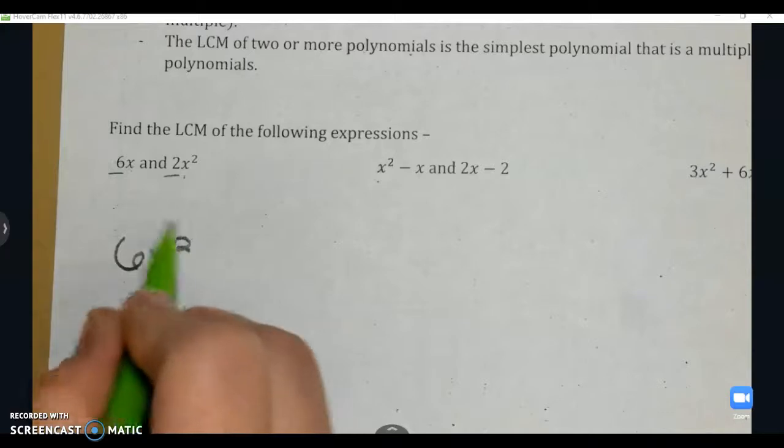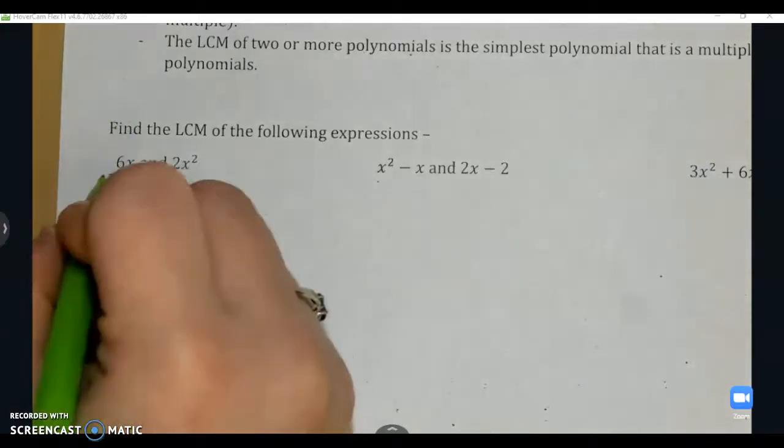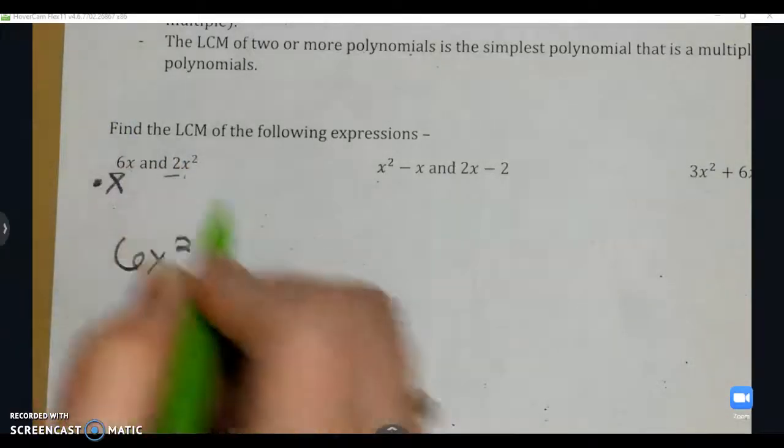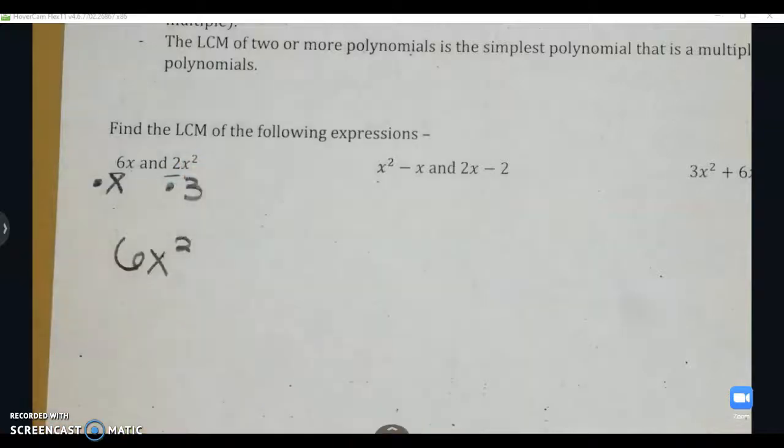So here's my least common multiple. To achieve this, 6x would have to be multiplied by x, and 2x squared would have to be multiplied by 3.